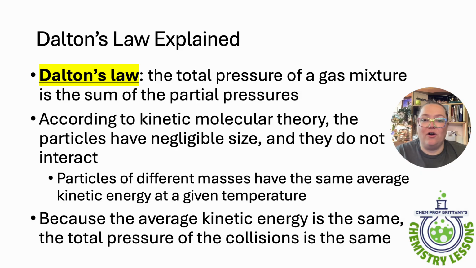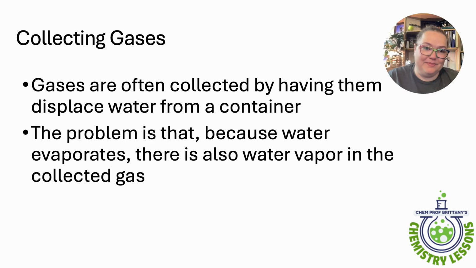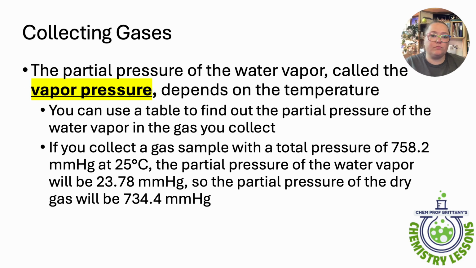So, when we are observing gases, how do we do that? Well, we can collect them. So, usually, the way that this will be done in a lab and the way that we do it in Chem 112 is collecting them by displacing water from a container. So, the problem with that, and it's a problem that we can easily deal with, is because water evaporates, there's also going to be water vapor in the gas. So, if I'm collecting oxygen, for example, it's not going to be pure oxygen. There will be some water vapor just because by its nature water evaporates, right?